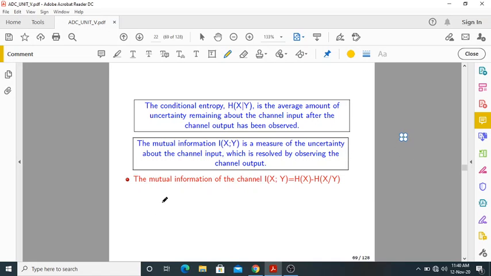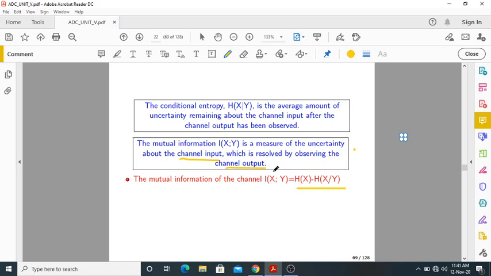Now, here I am not deriving any formulas for mutual information, but it simply depends upon H of X minus H of X given Y. What is H of X? It is the entropy of X. Here this is a conditional entropy. Entropy minus conditional entropy. Now, this is the proper definition of the mutual information. It is a measure of uncertainty about the channel input which is resolved by observing the channel output.